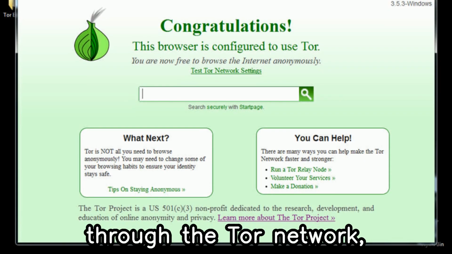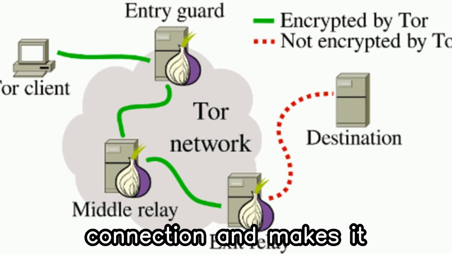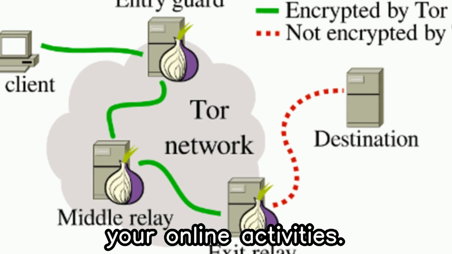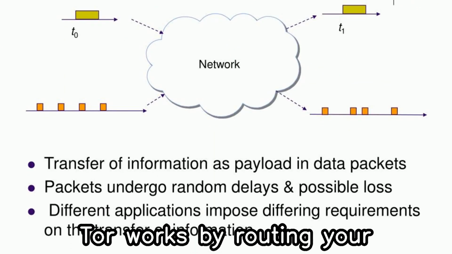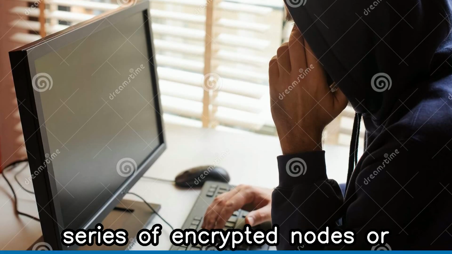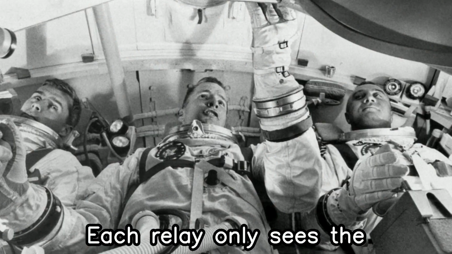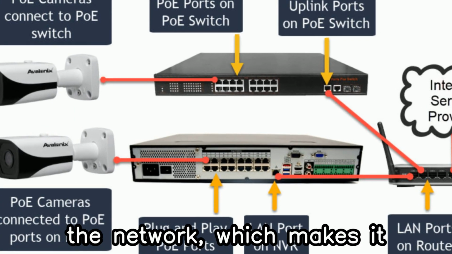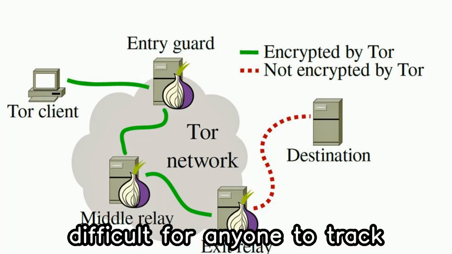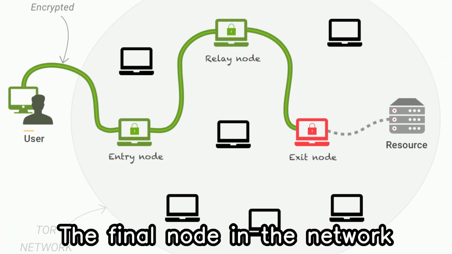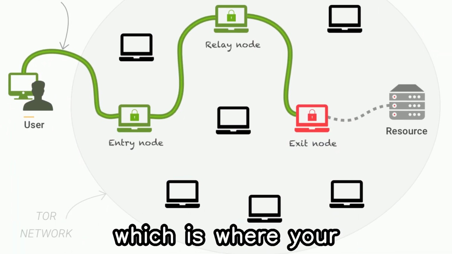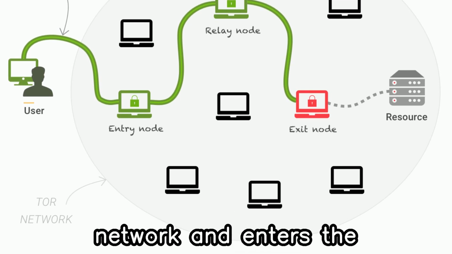Instead, it's accessed through the Tor network, which encrypts your connection and makes it difficult for anyone to track your online activities. Tor works by routing your internet connection through a series of encrypted nodes or relays. Each relay only sees the previous and next nodes in the network, which makes it difficult for anyone to track your activities. The final node in the network is called the exit node, which is where your connection exits the Tor network and enters the regular internet.